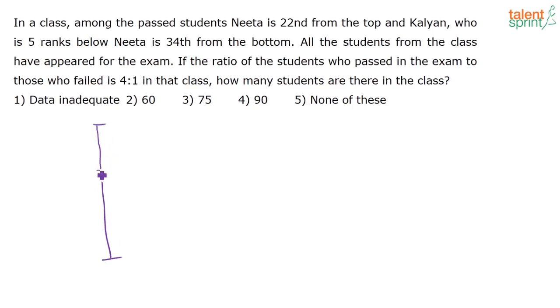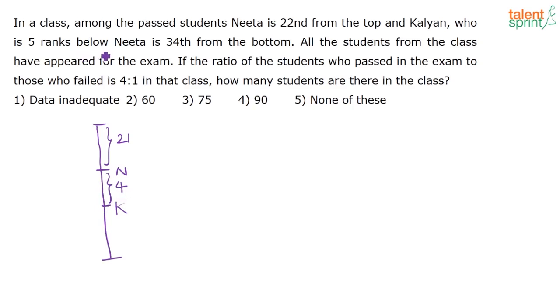Neeta is 22nd from the top. So this is Neeta, which means how many students are there before Neeta who have got marks? 21 students are there on top of Neeta. And Kalyan ranks 5 below Neeta. So if this is Kalyan, how many people are there between Neeta and Kalyan? There are going to be 4 people, correct? Because Kalyan is 5 ranks below Neeta. So 1, 2, 3, 4, 5. So there are 4 people between Neeta and Kalyan.